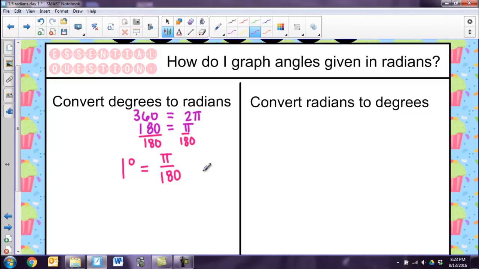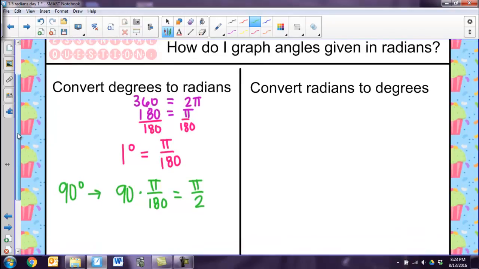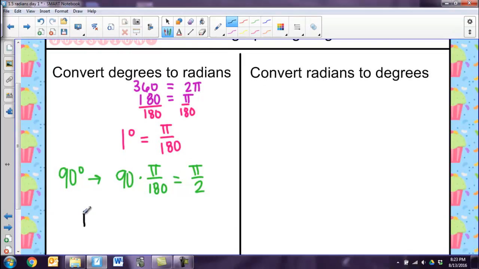Okay, this is kind of like the moles, the dimensional analysis that you used to do in chemistry. For instance, if I want to know what 90 degrees is as a radian value, all I have to do is take 90 degrees and multiply it by pi over 180, because all I've done here is multiply it by 1 degree. Now if I do a little bit of simplifying, it would be 90 pi over 180, or simplify to pi over 2. So in order to convert from degrees to radians, I take the degree value and multiply by pi over 180.